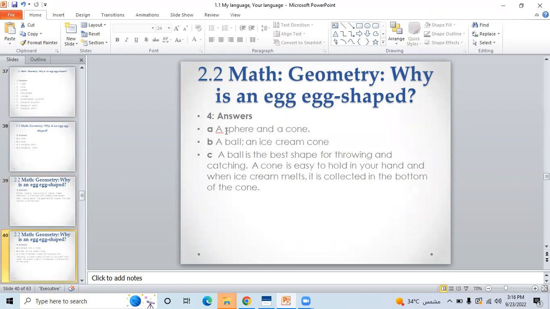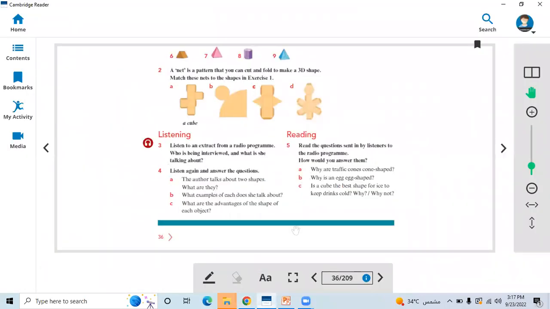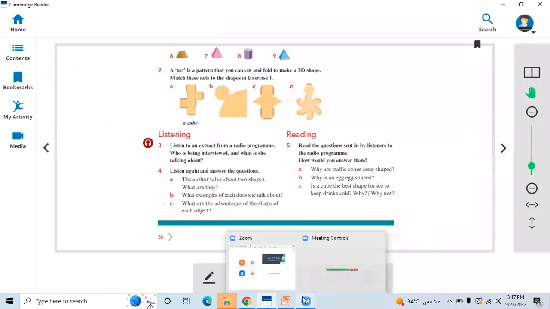Question number 4, you can see A, B, and C. The answer is a sphere and a cone. B is a ball and an ice cream cone. C is a ball is the best shape for throwing and catching. A cone is easy to hold in your hand, and when ice cream melts, it is contained in the bottom of the cone. All right, that's the answer. Let's see number 5 now.